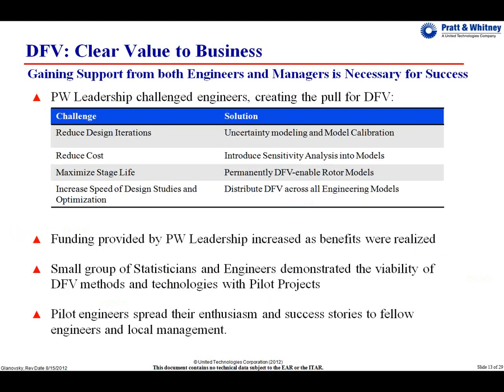Related to that strategic vision, there needed to be a very clear value of this to the business if we were going to keep our funding and if we were going to keep the momentum going. So we had to be very upfront, presenting to our leadership, here is what DFV is going to do for you. Your challenges, you wanted us to reduce design iterations. Well, if we can put uncertainty modeling and model calibration in there for the engineers, we should be able to catch these possible setbacks up front, because we should be able to see that the design has a very high chance of not meeting its requirements. You want us to reduce cost? Let us do sensitivity analyses.